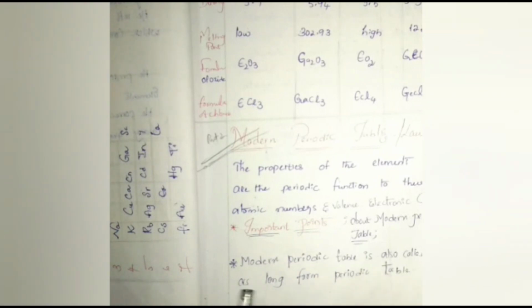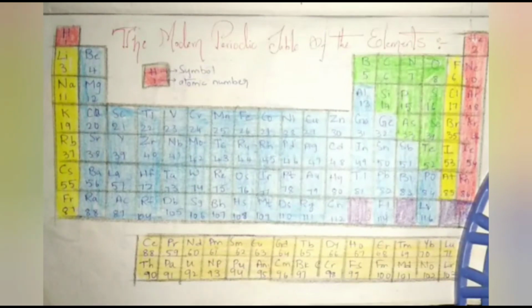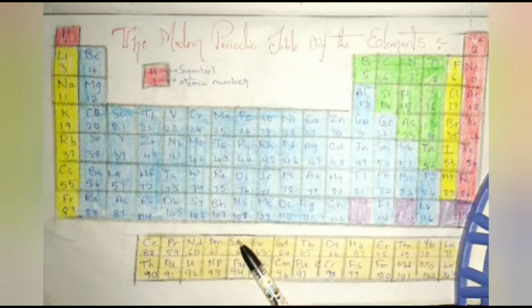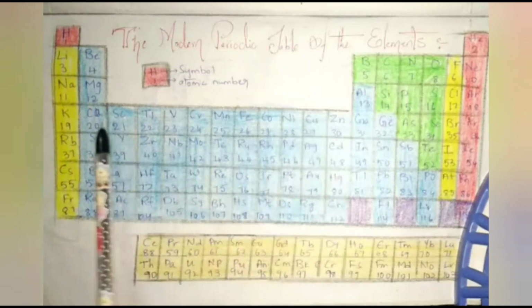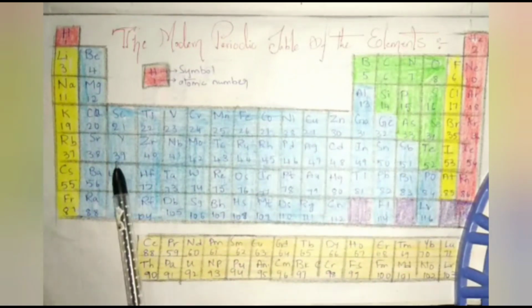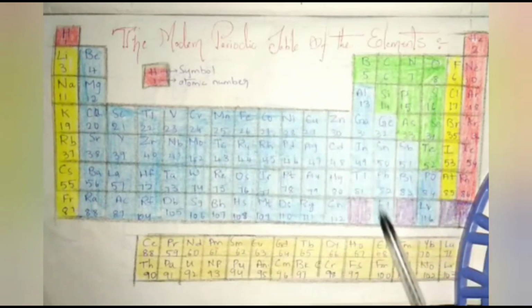The modern periodic table is also called the long form periodic table. You are seeing the colorful modern periodic table of the elements. Here in every box there is a symbol and a number, the atomic number, which is equal to the number of protons. A modern version, the so-called long form of the periodic table of the elements, is the most convenient and widely used. These are the horizontal rows, which are called periods, and the vertical columns are called groups.